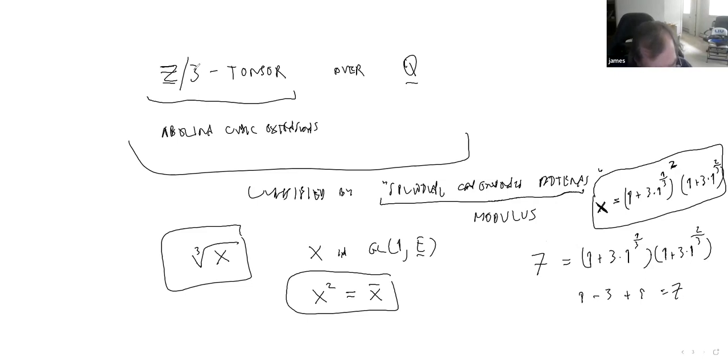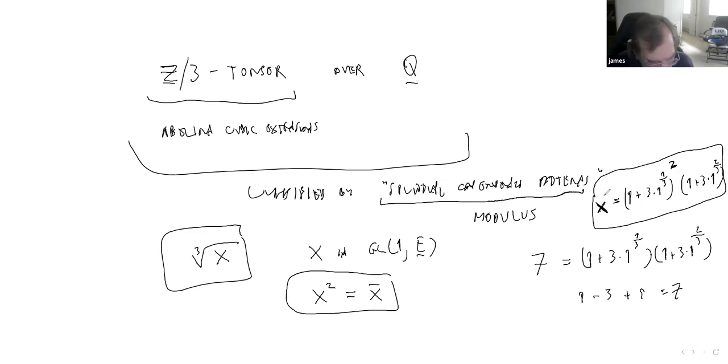So what I'm trying to say is, instead of trying to classify all the Z mod 3 torsors, let's try to classify all the Z mod anything torsors where the prime 7 is going to be the modulus for the splitting congruence pattern. And probably there's some standard terminology for this, that I'm just doing some sort of local Galois theory or something like that. But I don't even want to figure out how that terminology works.